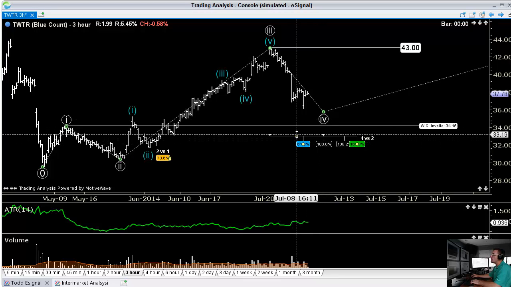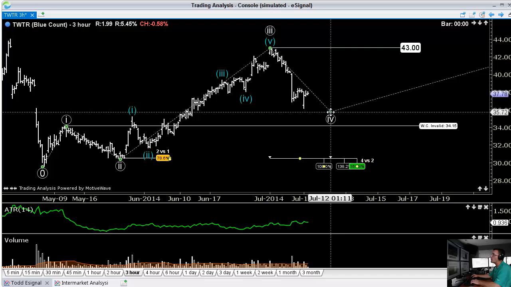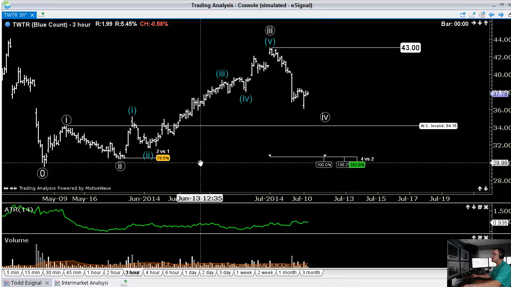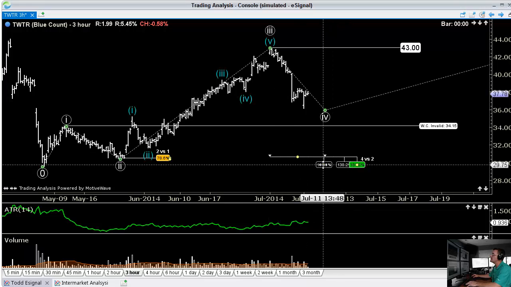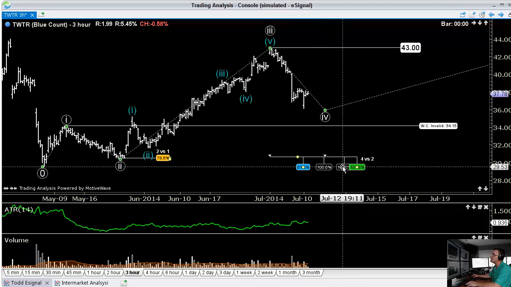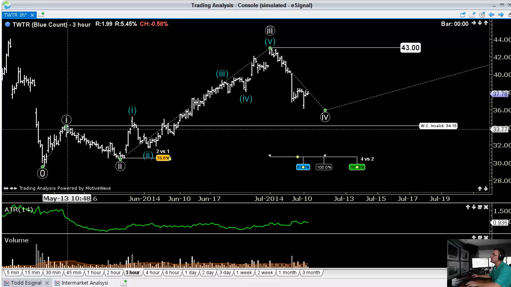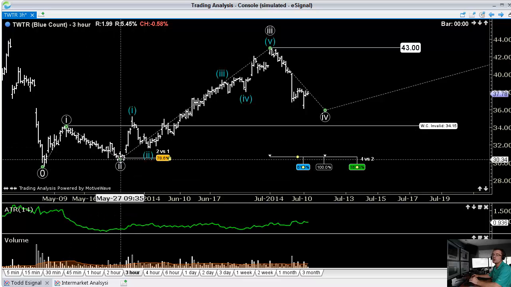All right, a really good tool to look for is not just your price relationships between waves 2 and 4, but also your time relationships. So let me change the color. We'll go yellow. How long did wave 2 last compared to how long wave 4 should last? So the way we're going to do that is use our fib time study for wave 2. Okay, so let's say this one lasted from May 13th to May 27th, 2 weeks.